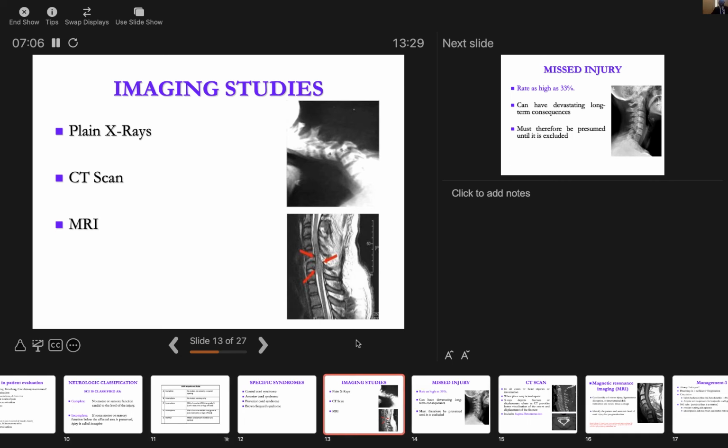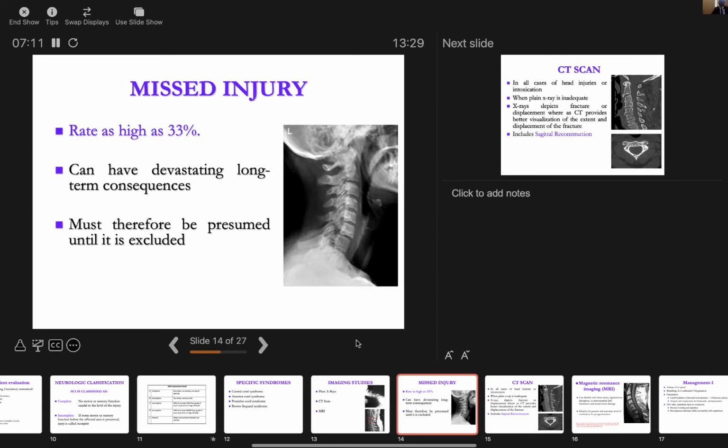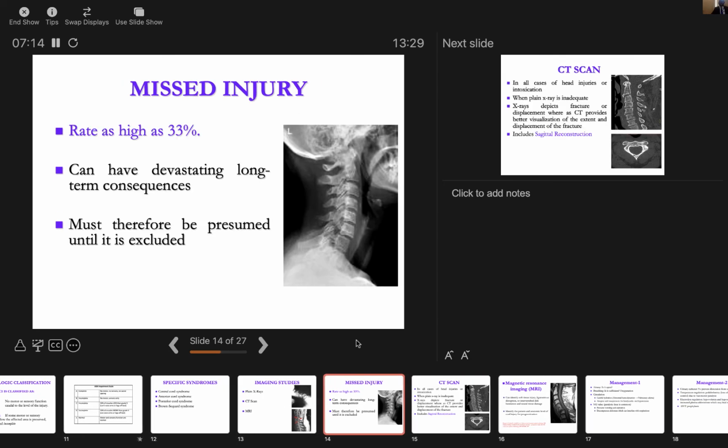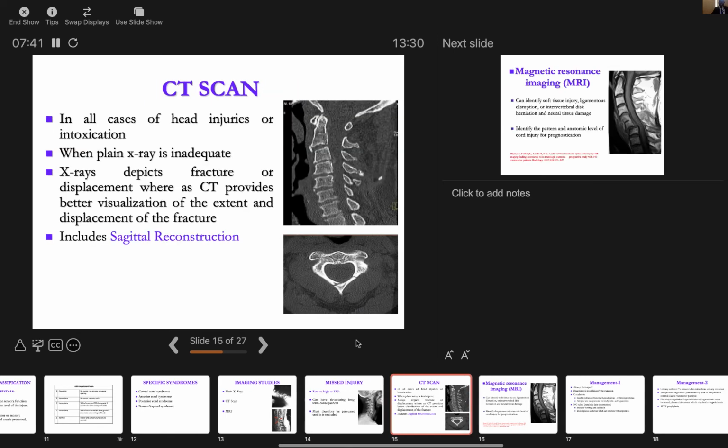Then we order imaging studies. Plain X-ray is the first line. CT scan and MRI are other tools. Missed injury is not very seldom. The rate is as high as more than 30%, and that can have very severe consequences to the patient and also to you because of medical legal reasons. So therefore a spinal injury must be presumed until it is excluded.